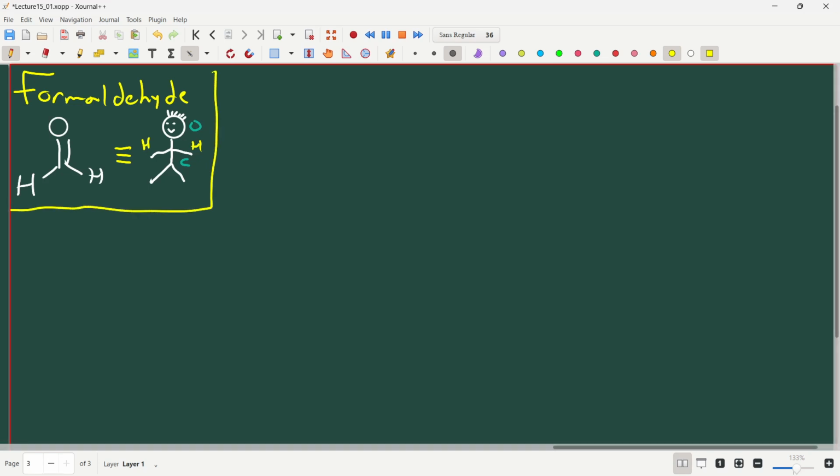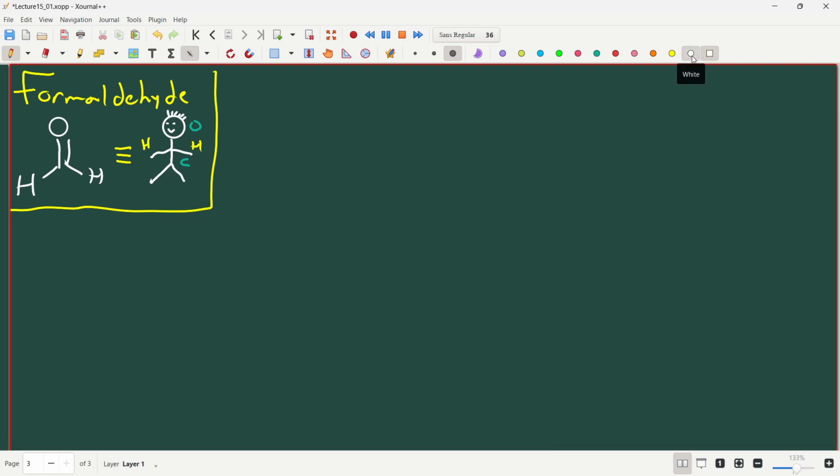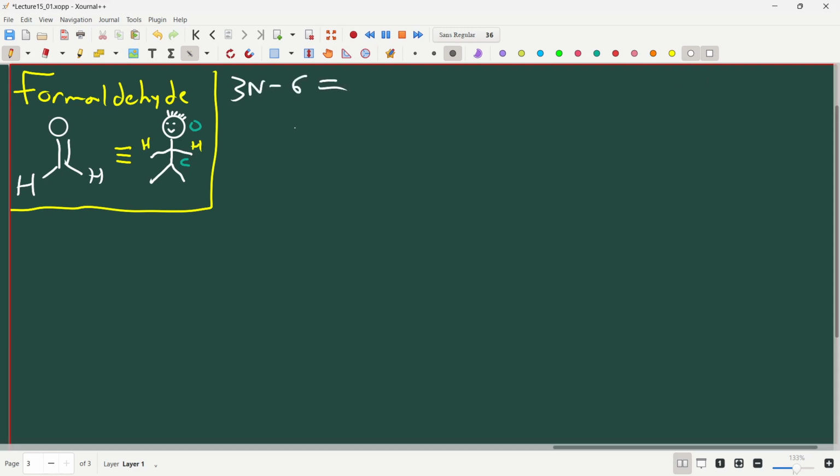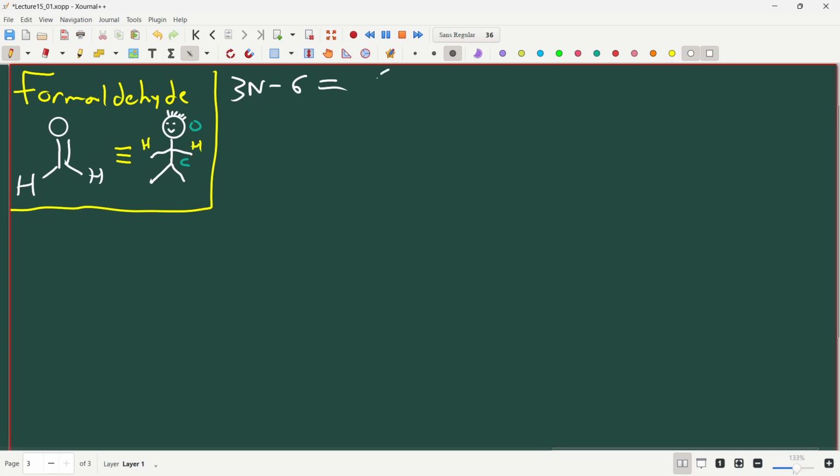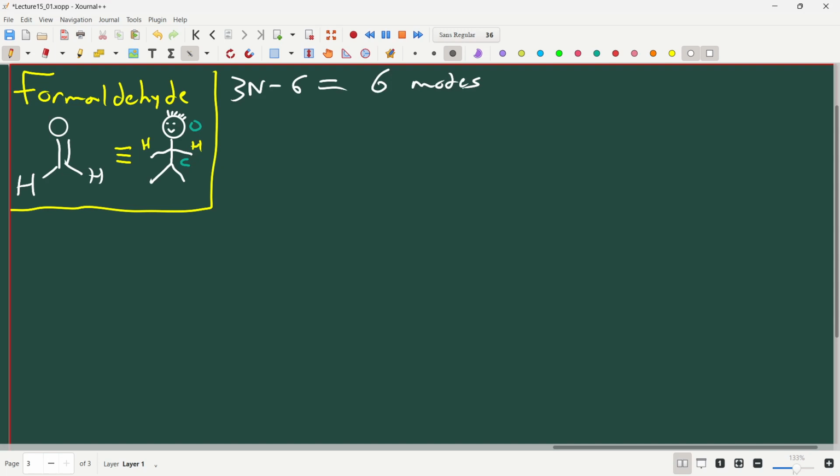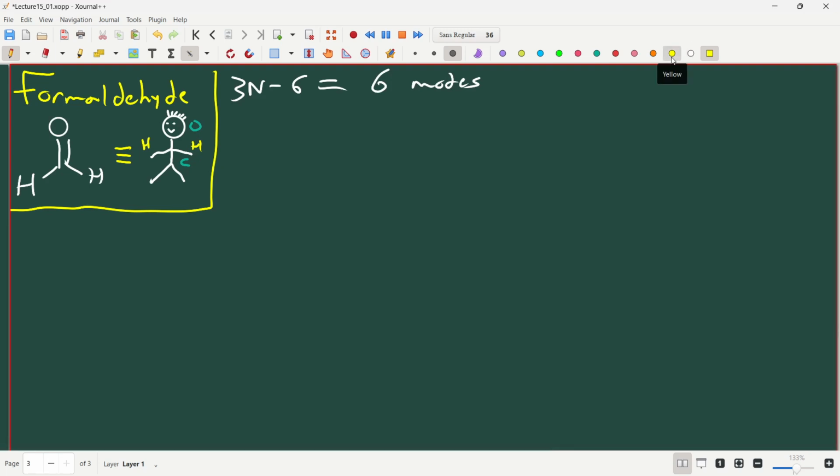So now the question we have to ask is, how many modes do we have? This is a three-dimensional molecule, it's not linear. So we have 3N minus 6 modes. And there are 4 atoms, so that's 3 times 4 is 12, minus 6, there are 6 modes. 6 vibrations. And we'll go from top to bottom, like we did before.